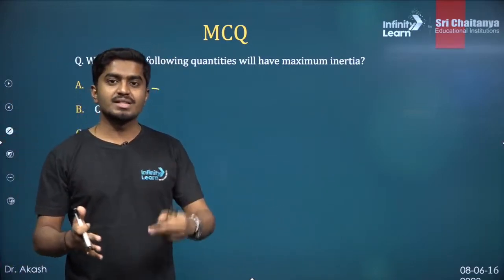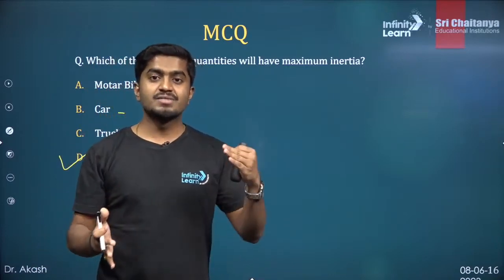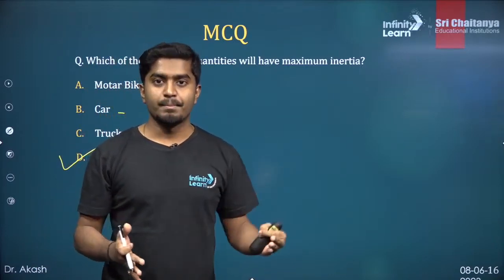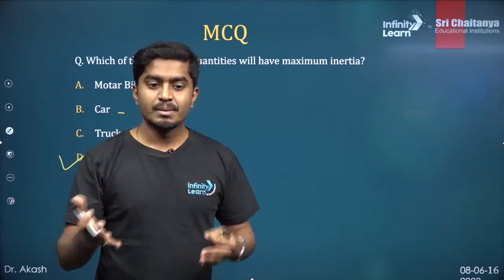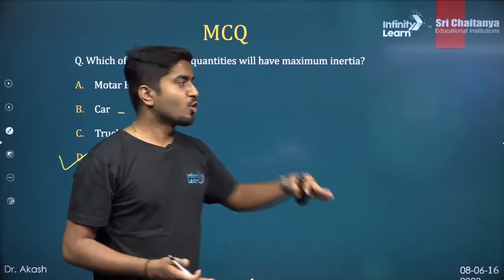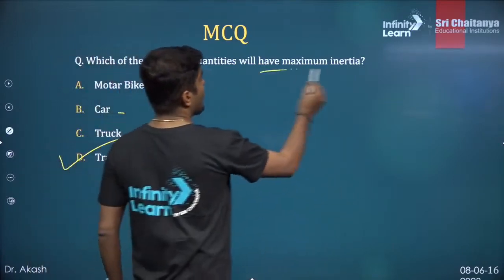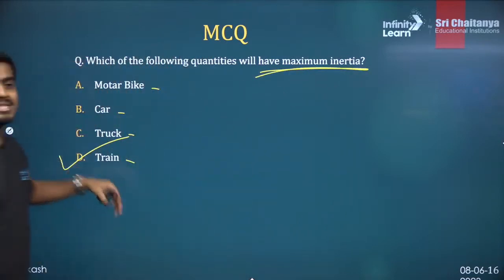Because of that, even if the train has a little bit of speed, a little bit of velocity, it is very difficult for the train to stop. If it is a car, a car can stop very easily. But if it is a heavy object, it is very difficult to stop because it has very high inertia. Out of these four, the train has the maximum inertia.